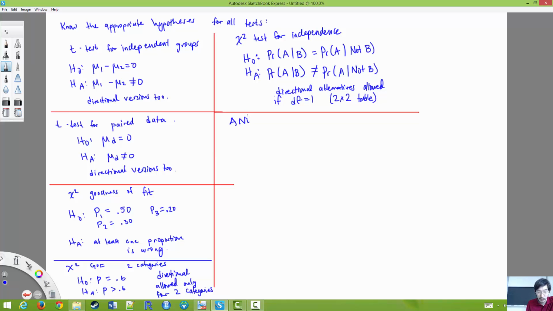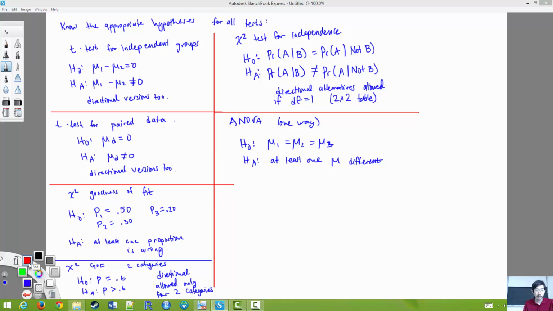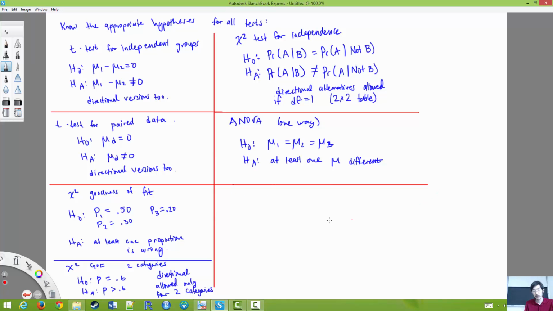ANOVA, or one-way ANOVA. The null hypothesis is mu1 equal to mu2 equal to mu3. Alternative, at least one mu different. And again, if you have more than 2 groups, you will not have any directional alternatives. And let's do correlation. The null hypothesis here is that rho is equal to 0 and the alternative is rho doesn't equal 0, okay? And directional alternatives are allowed.